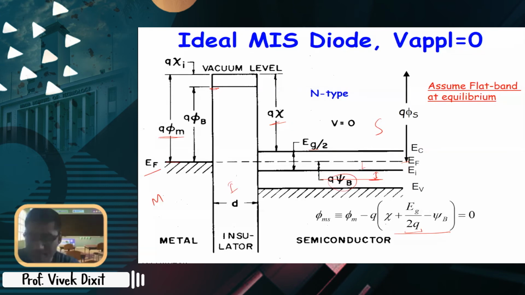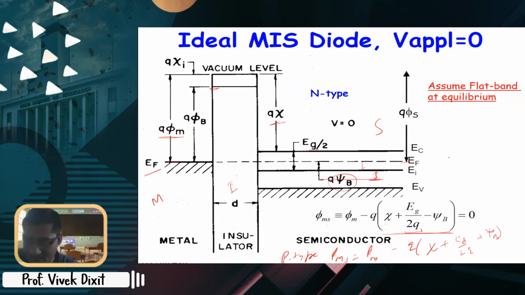Same thing you can write for p-type. So please modify this expression for p-type and show me how phi ms will look for p-type. So for p-type, phi ms will be phi m minus Q times chi plus Eg by 2, right? Now what will happen, plus Q psi or minus Q psi? So this is minus Q psi because it's going up. This will be plus Q psi. So plus psi b, you can say psi b bulk, right? So this is a doping coming from the bulk.